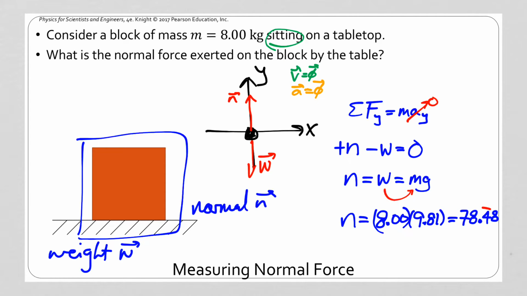I'm going to finally round that to sig figs. Normal force is a force that's measured in newtons. So here I'm able to apply Newton's laws to find the normal force indirectly, to find the normal force in terms of other forces in the system, in this case the weight of the object.